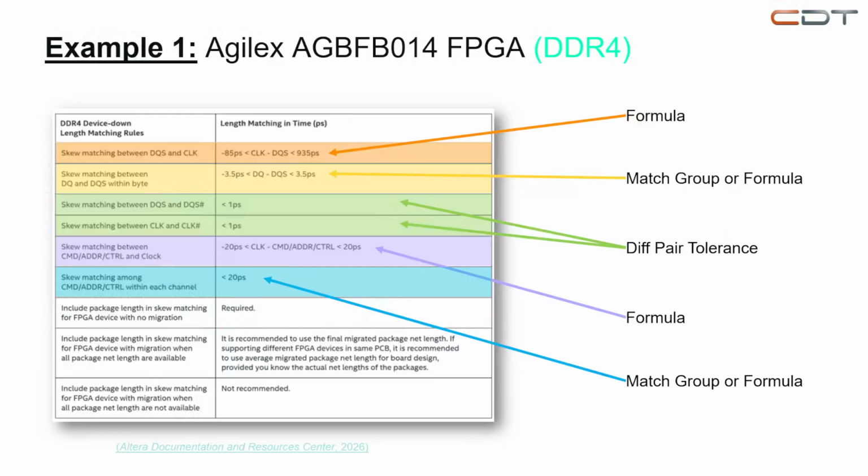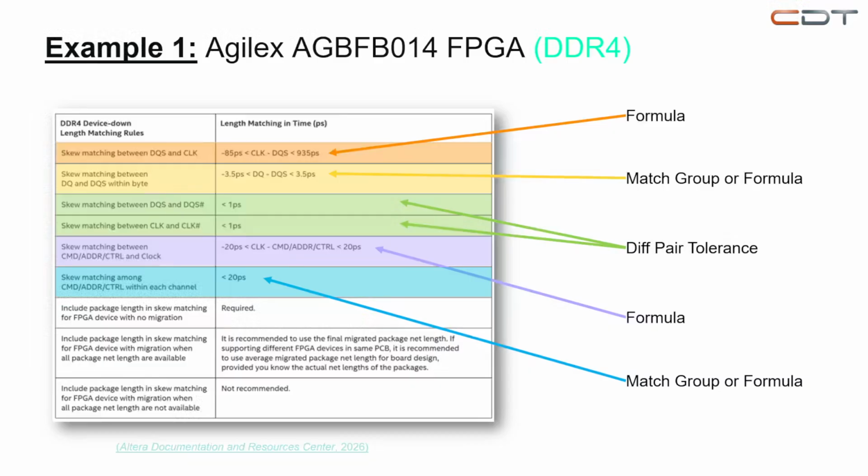So this example is an AGLX FPGA from Altera. It's DDR4. I already colored the constraints directly from the datasheet. And let's talk about this. So in orange, we are looking at the skew matching constraint between the strobe and the clock. And you can see that we have uneven tolerance on both sides.